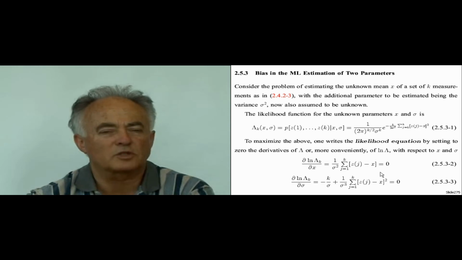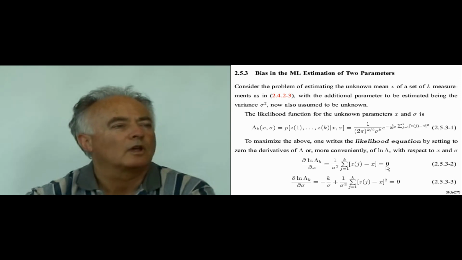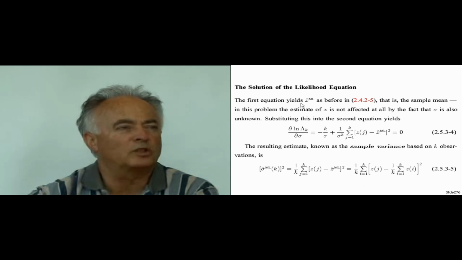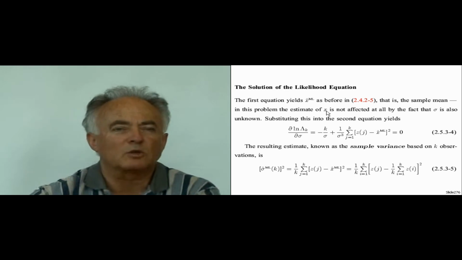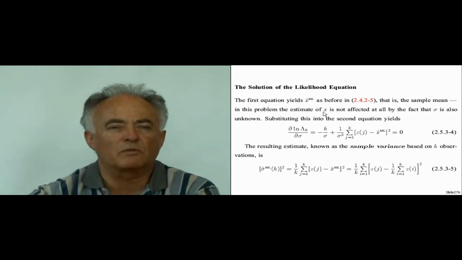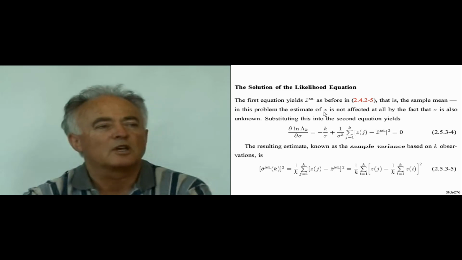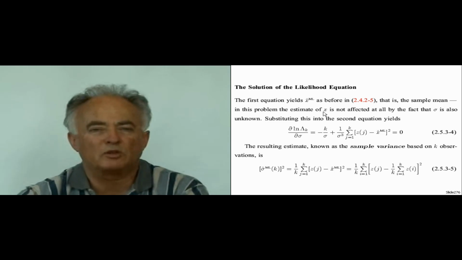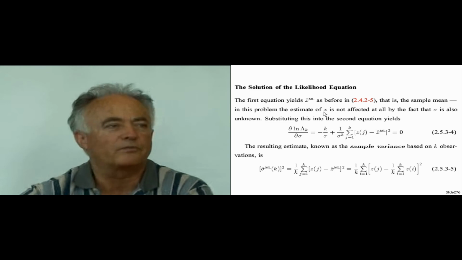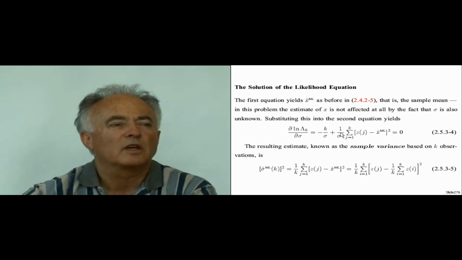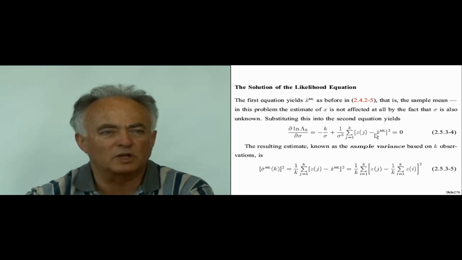This equation is really the same as we had when x was the only parameter to be estimated. So the solution to the likelihood equation for x will be the same, the sample mean, which yields an estimate of x, and an estimate of sigma. You can come up with the same estimate of x regardless of whether you know or you don't know sigma. The reason is that sigma cancels out in the first of the two likelihood equations, the one for x. The second one has both x and sigma, and there's no more cancellation. So we write the second one, put into it the solution obtained for the first one, and solve for the second one.